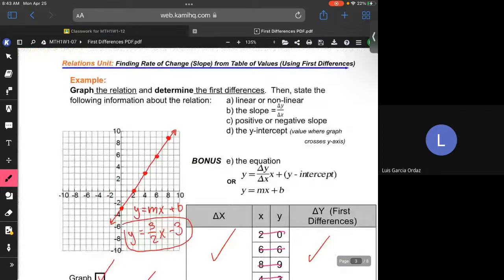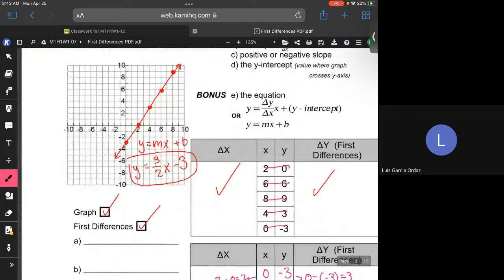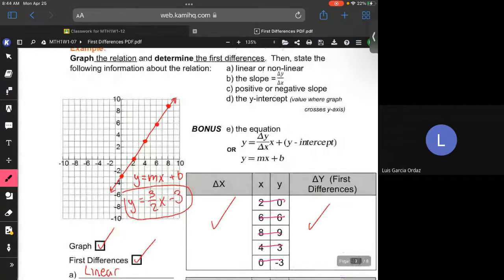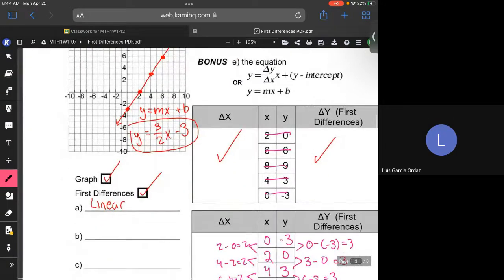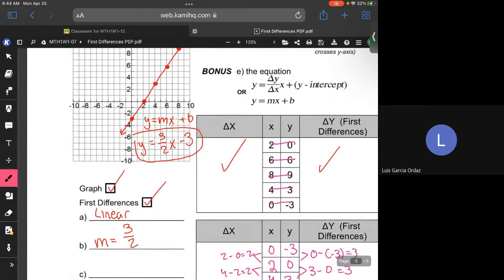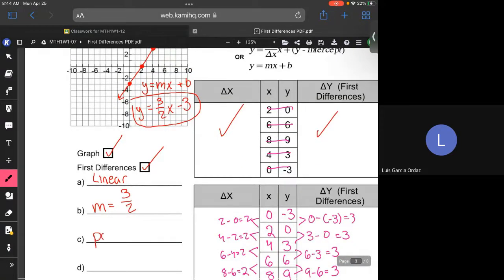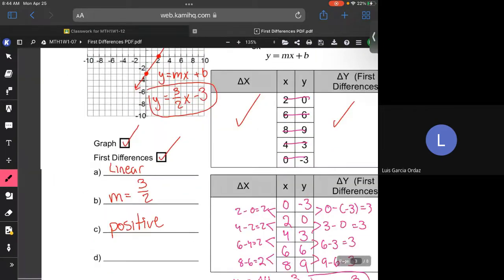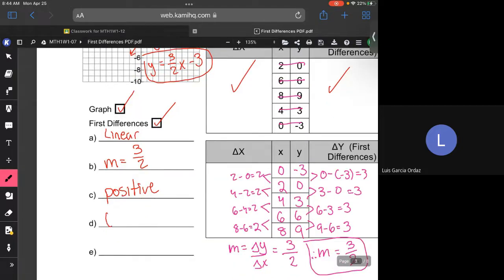So is this linear or non-linear? That's A. Linear, right? So this is A, linear. What's the slope? What did we say our slope was? 3/2. What is my slope, positive or negative? So is it going up? Yep, it's positive. What's my y-intercept? -3. So write 0, -3. And finally, we figured out our line is y is equal to 3/2x minus 3.